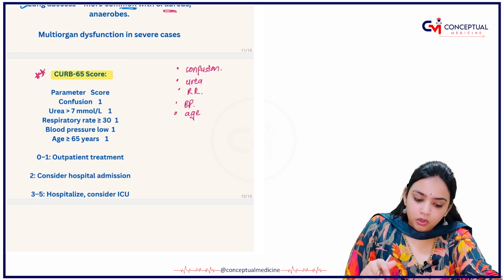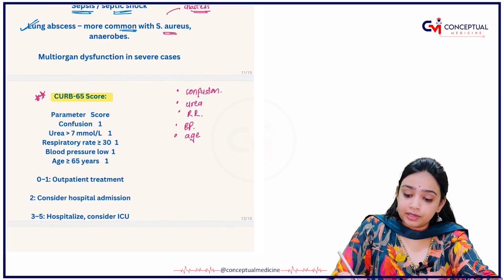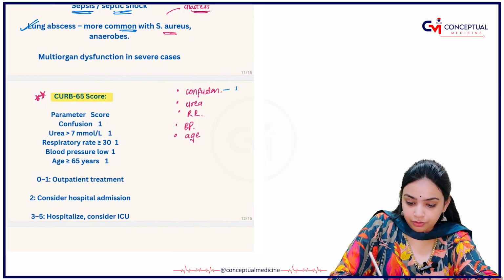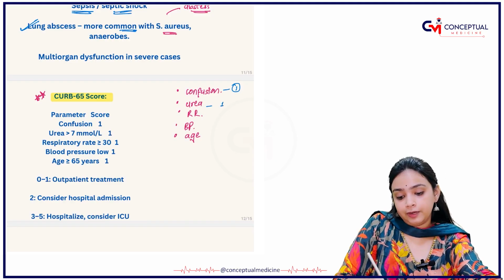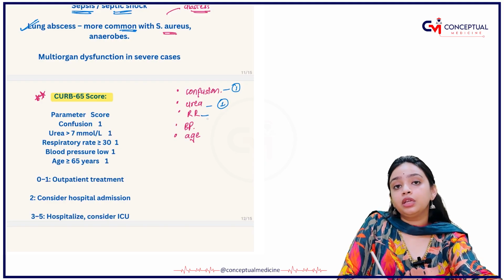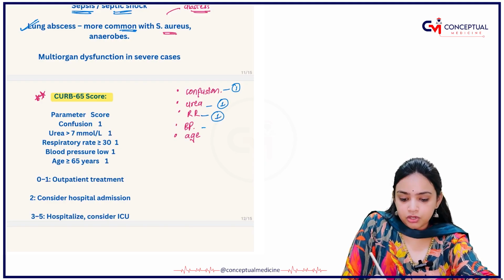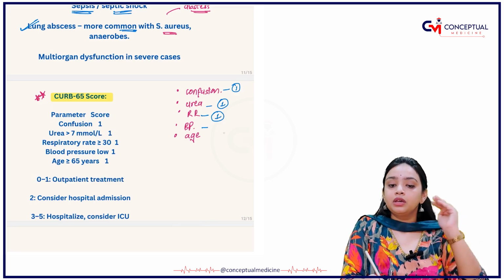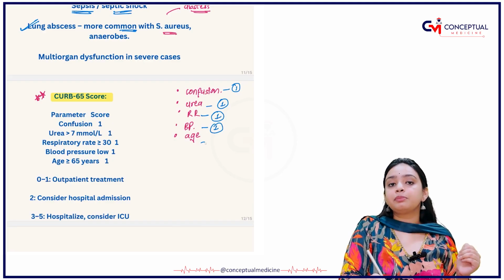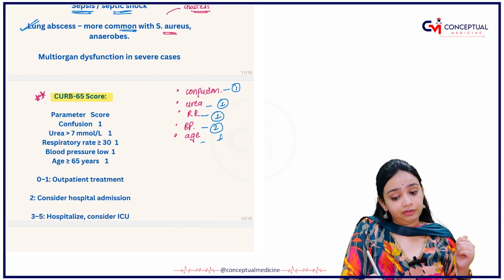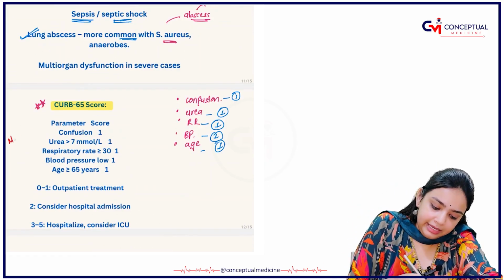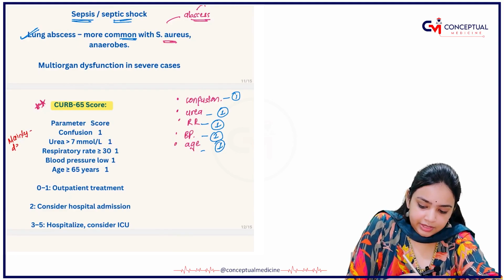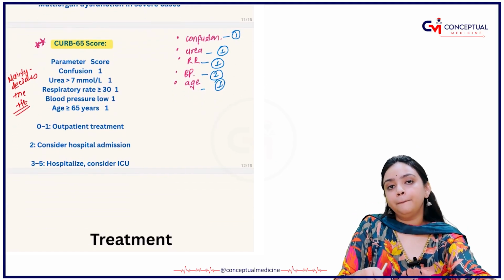Okay. So, if there is confusion present, you will give the patient a score of 1. Urea, if it is more than 7 millimoles per liter, you give 1. Respiratory rate more than or equal to 30, 1. Blood pressure, if the BP is low, you give a score of 1, and if the age of the patient is more than or equal to 65, you give 1. It's a plus point, right? So this CURB-65 mainly decides the treatment that is required for the patient, right?